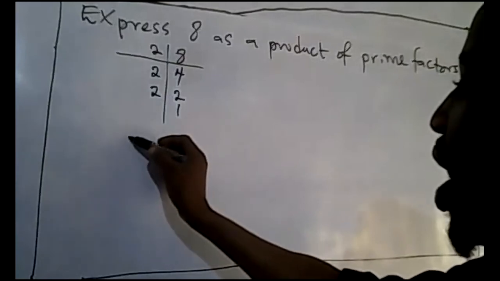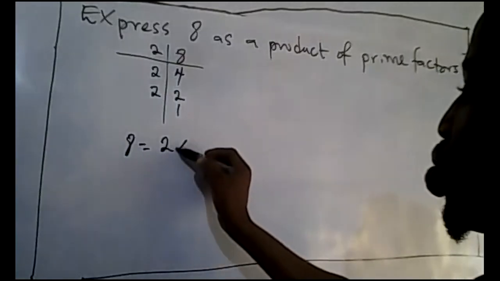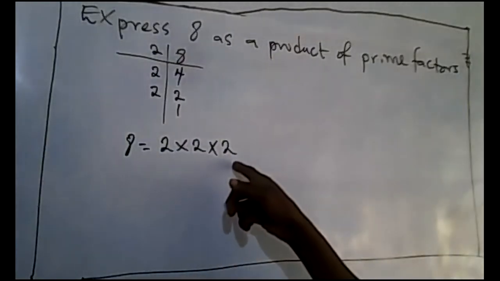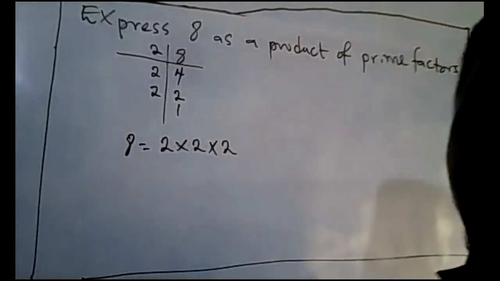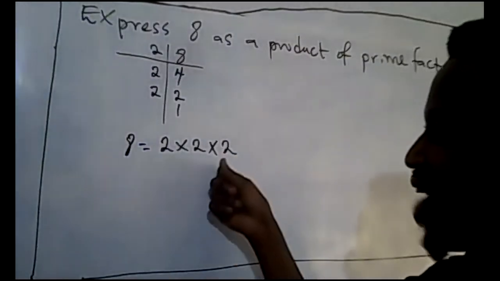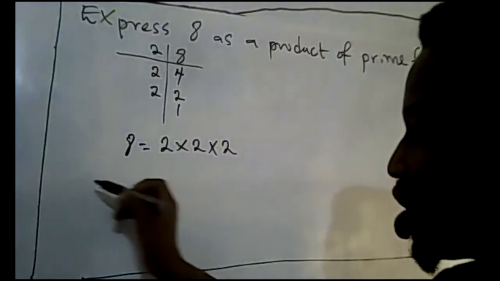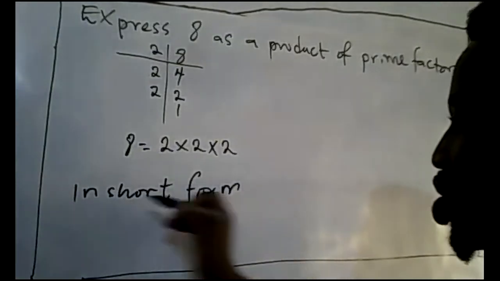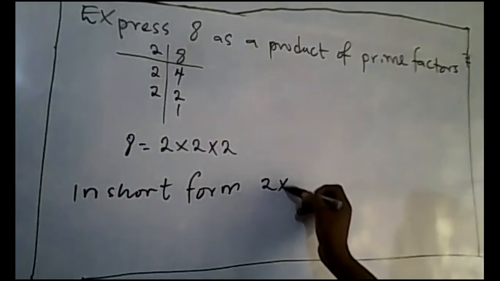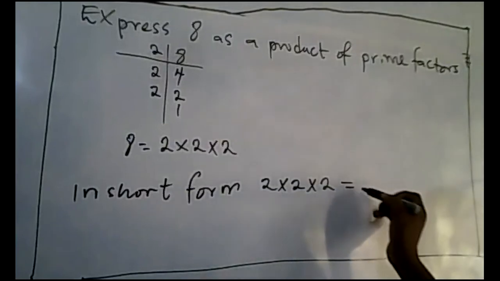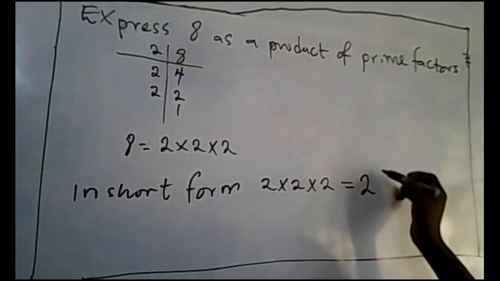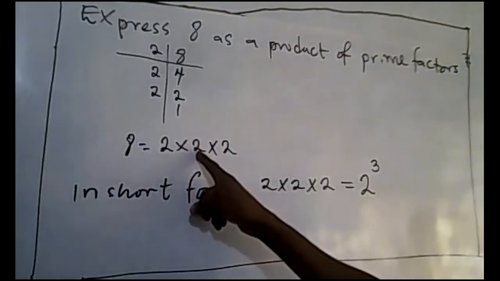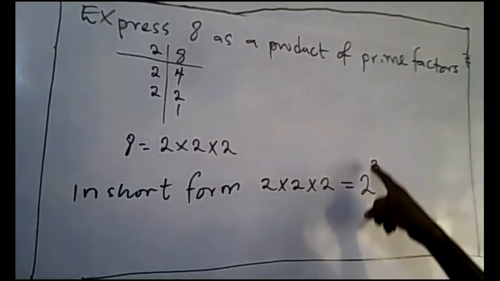So 8 can best be written as 2 times 2 times 2. That is the prime factors of 8. Now, if I decide to write this in short form, 2 times 2 times 2 can be written as 2 raised to power 3. How many 2s do we have here? 1, 2, 3. So it means 2 raised to power 3.